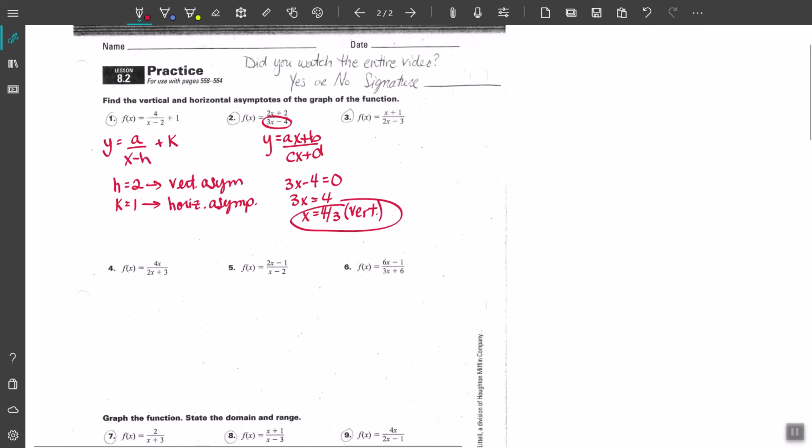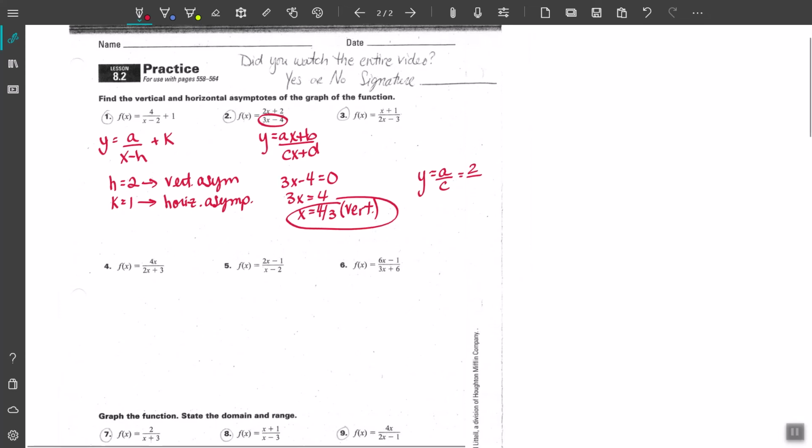To find our horizontal asymptote, we follow y equals a over c. So in this particular problem, the top coefficient, our a, is 2, and the bottom coefficient on our x term is 3. So our horizontal asymptote is going to fall at y equals 2/3.